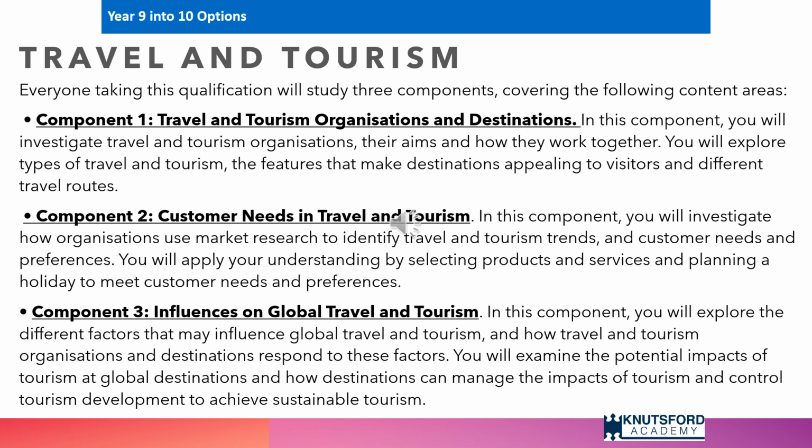And then component 3, which is the externally assessed unit, as in an exam at the end of year 11, is to look at the different factors that have influenced the travel and tourism industry and how the industry responds. So obviously we've got things such as COVID-19 and the effect this had on the industry, but it could be other things as well, such as changing customer needs. It could be the effect of terrorism attacks and security, and really how the industry itself adapts when these things happen.